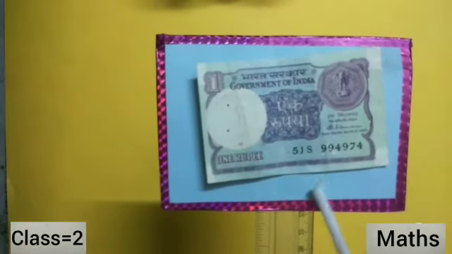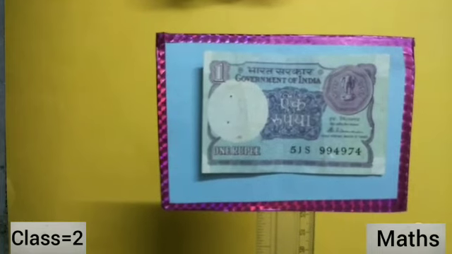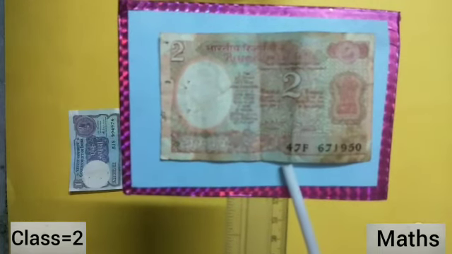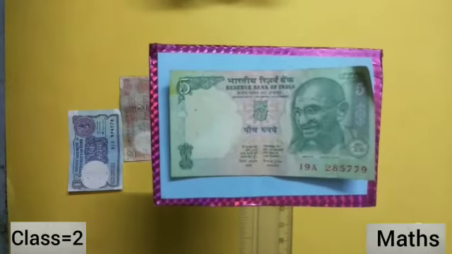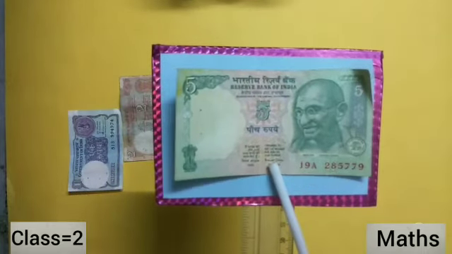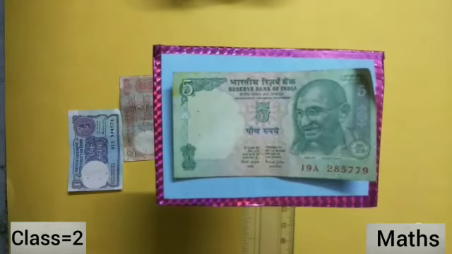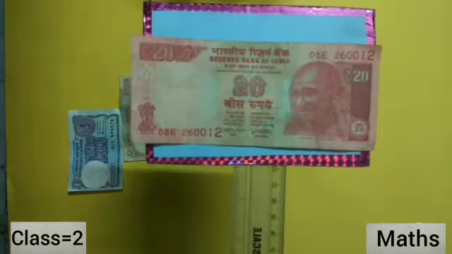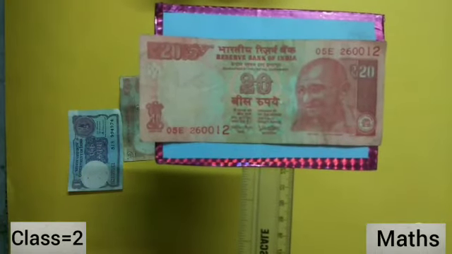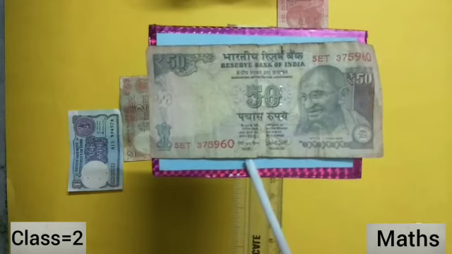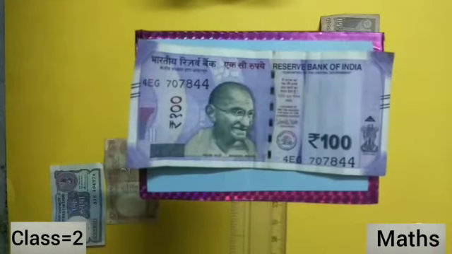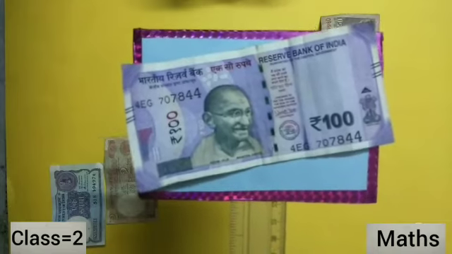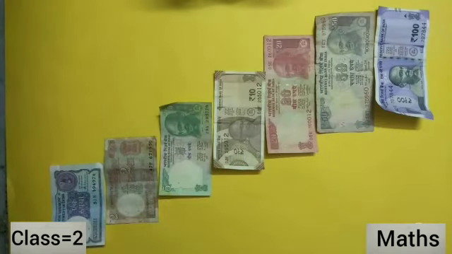This is 1 rupee note. Dear children, it's 2 rupee note. This is 5 rupee note. It's 10 rupee note, dear children. This is 20 rupee note. This is 50 rupee note. This is 100 rupee note. These are some of the notes present in our country ranging from value 1 to 100.